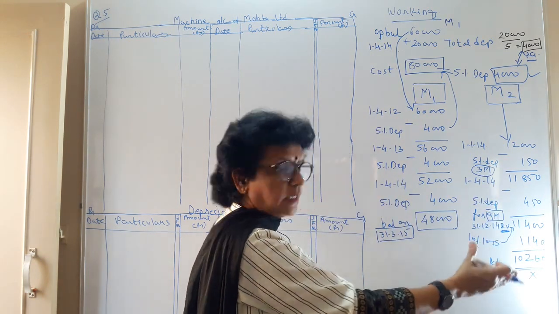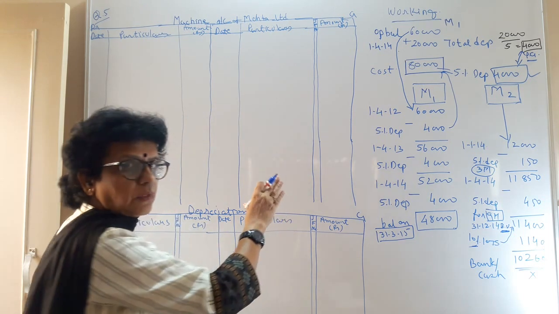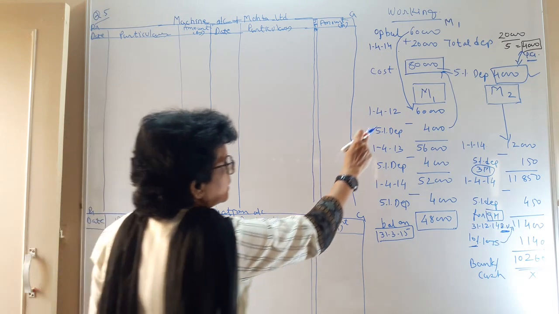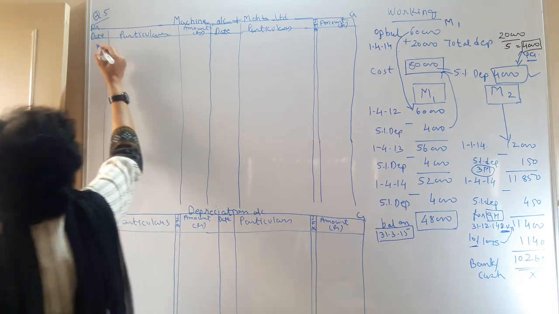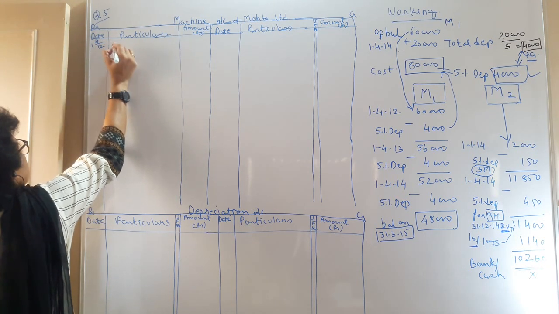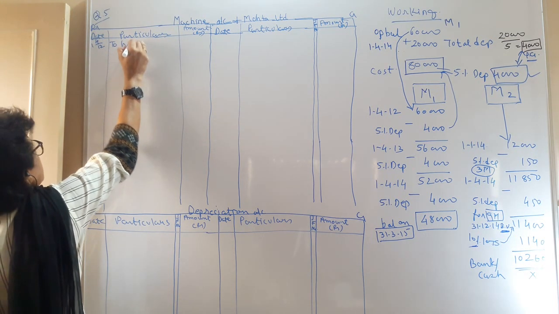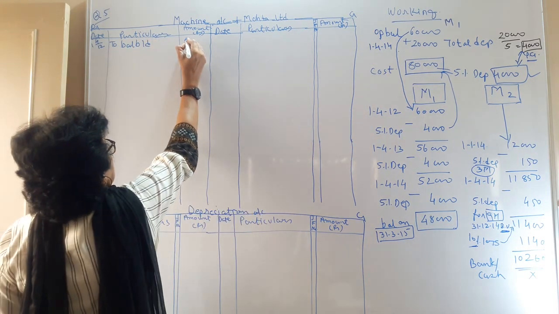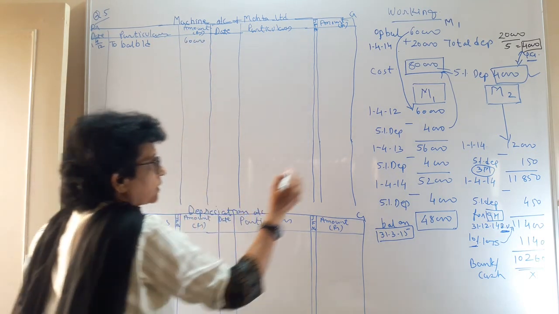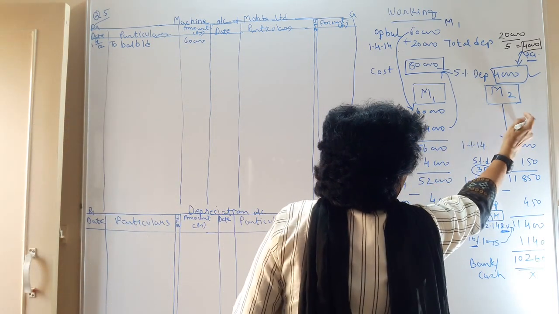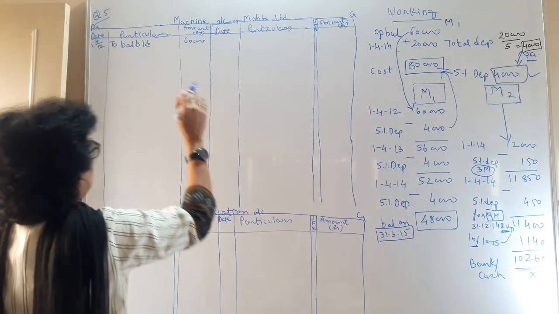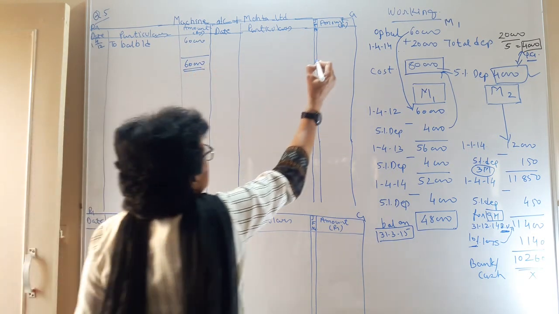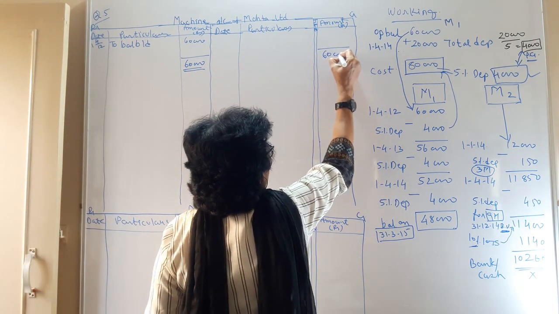Now based on the working, we can write the figures in our machine account and in our depreciation account. Let us start with 1/4/12. On 1/4/12, you have the balance brought down of M1. How much is the balance given? 60,000. Clear? In this year, there is nothing for M2. So you simply do the total, 60,000. Charge the depreciation for the respective year of M1. 60,000.